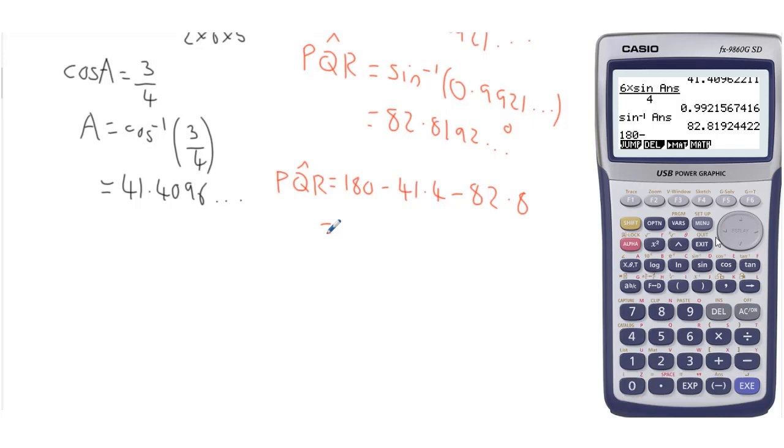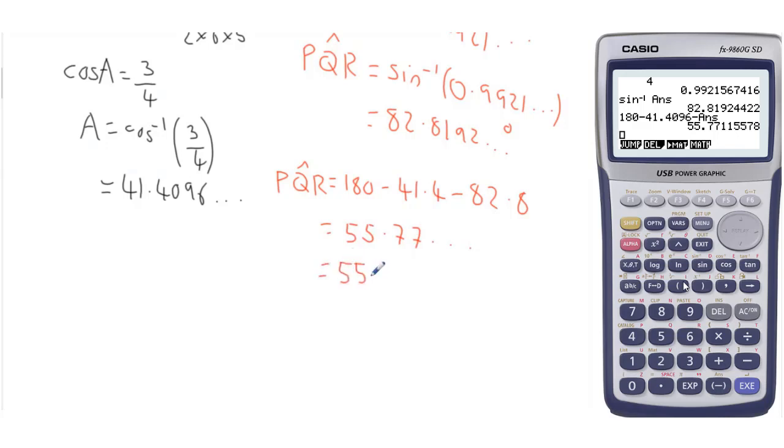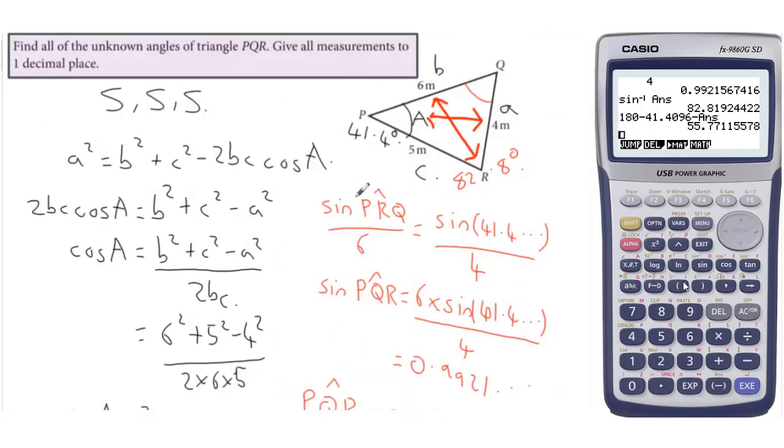180 minus, so you can just about see that number, but I did write it down anyway, 41.4096 will do, minus the 82.8, I've still got that stored as the last answer, so ANS. So that gives us an answer of 55.77. So that's going to be 55.8. And I'm going to go and put it on my diagram. 55.8 degrees.